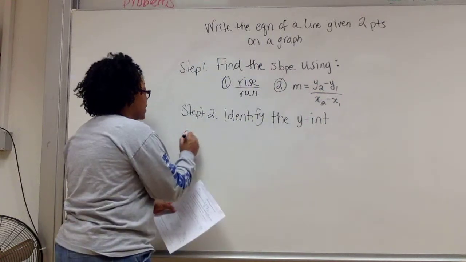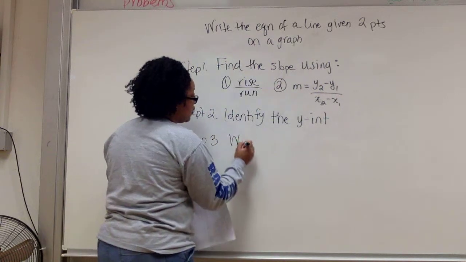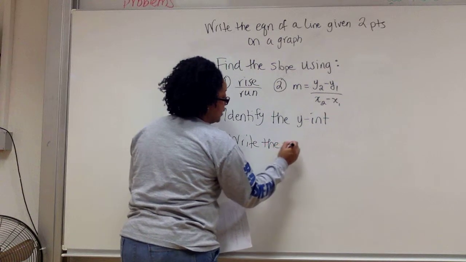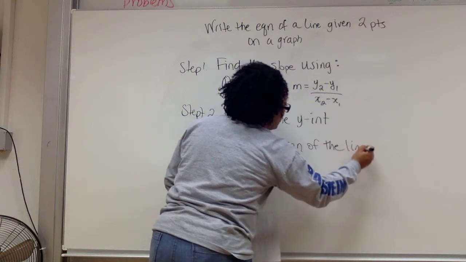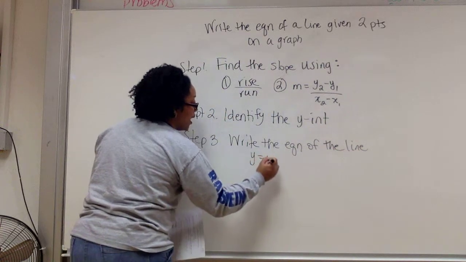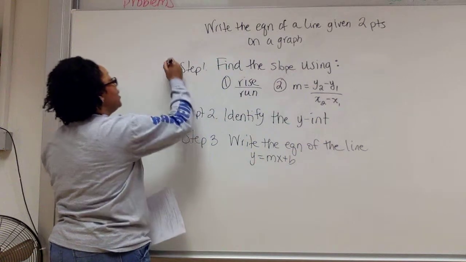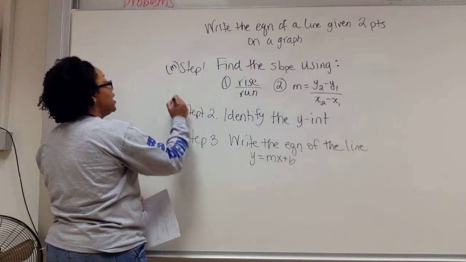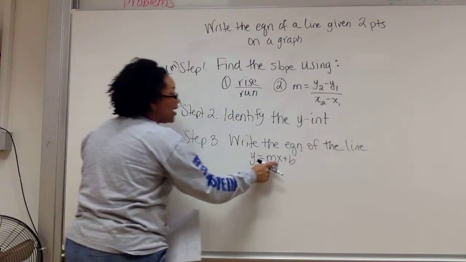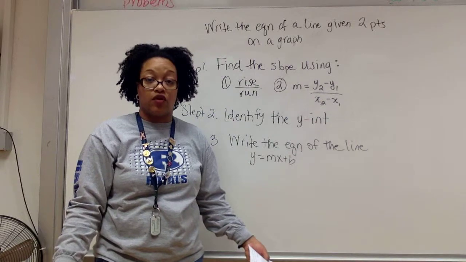Then step 3 is putting it all together. Write the equation of the line. And the equation that we are referring to is the slope-intercept equation, y equals mx plus b. Your slope, the m, comes from step 1. The y-intercept, your b, comes from step 2. The y and the x, as you should know by now, are just variables. Those aren't going to change.